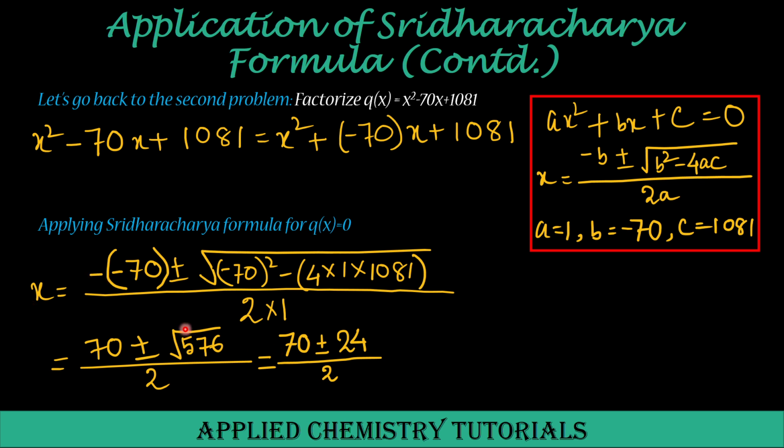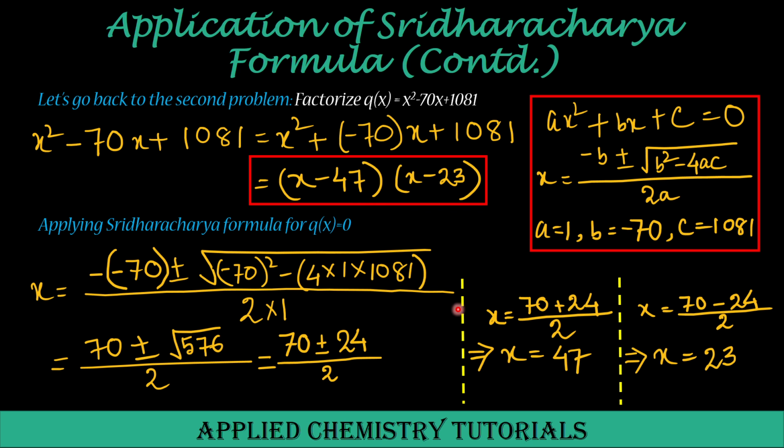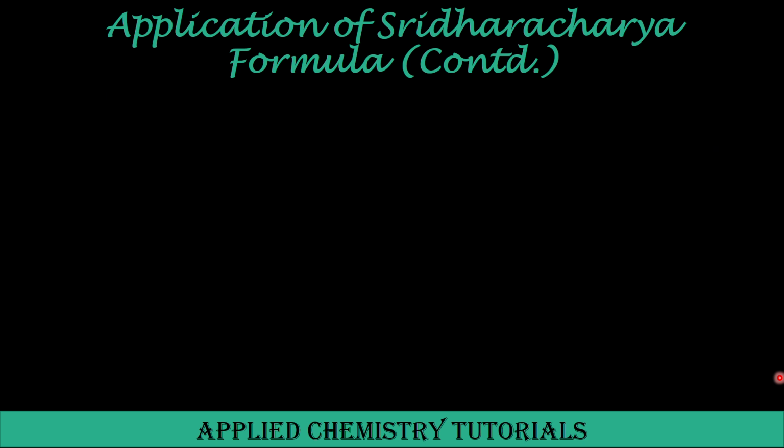So definitely we can see there are two roots, x = (70 + 24) / 2 and x = (70 - 24) / 2. So let's find these values. When x = (70 + 24) / 2, we will have x = 47, and when x = (70 - 24) / 2, we will have x = 23. So from this we can say that the factors for the given quadratic trinomial are (x - 47) multiplied by (x - 23).